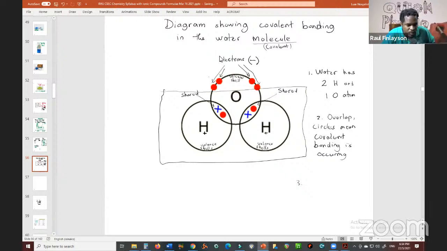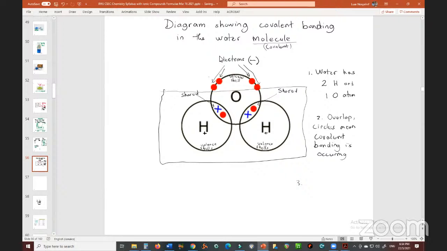In a covalent compound, when the electrons are not evenly shared, the part where the electrons are located is the negative side of the compound. Hope everybody is hearing that. Do you want me to repeat? Yes, sir.